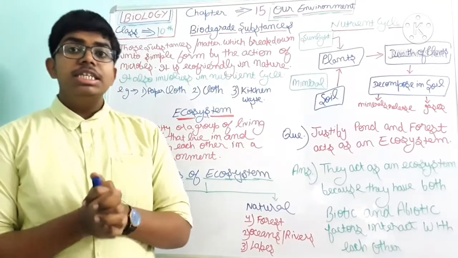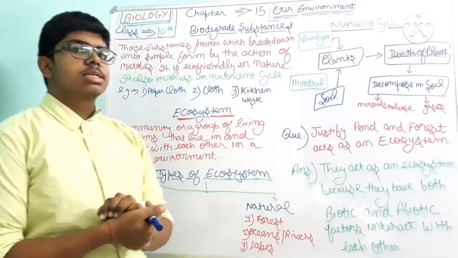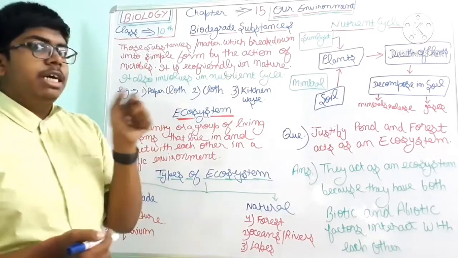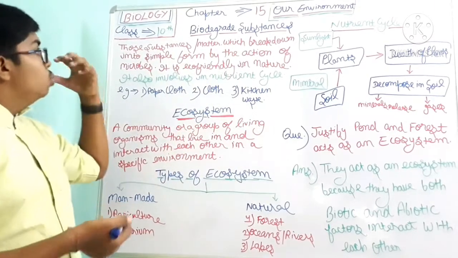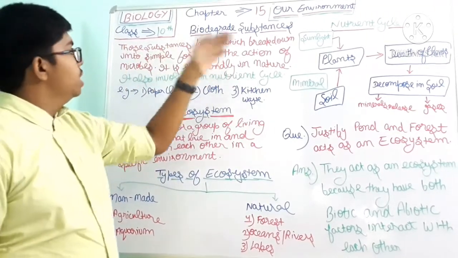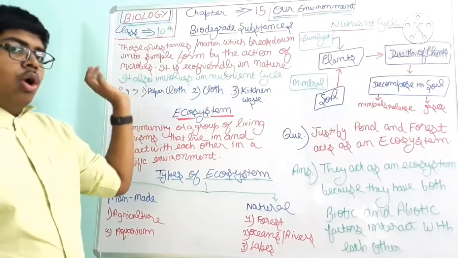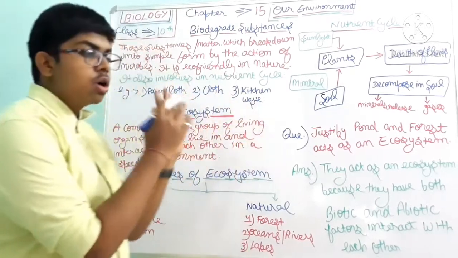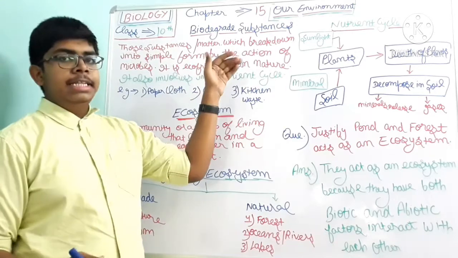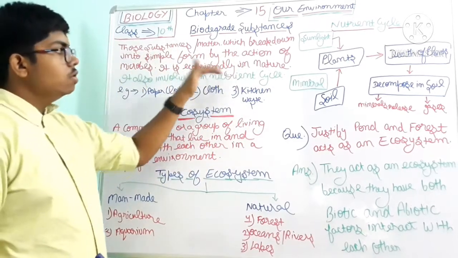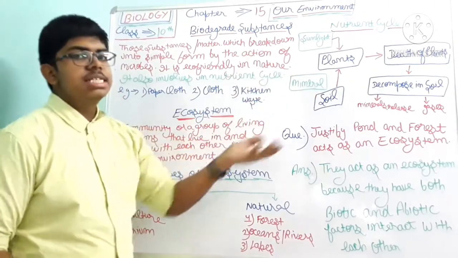Now in our chapter, we come to biodegradable substances. This is the term that I am talking about. Biodegradable substances are those substances or matter which break down into simpler form by the action of microbes, that is, they convert from complex form into simple one. It is eco-friendly in nature and it also involves the nutrient cycle. We will discuss this later.